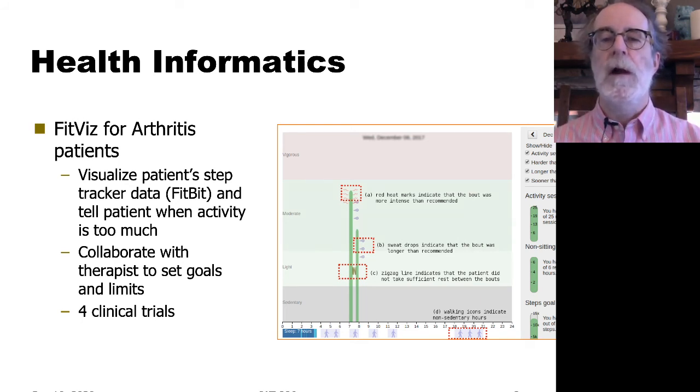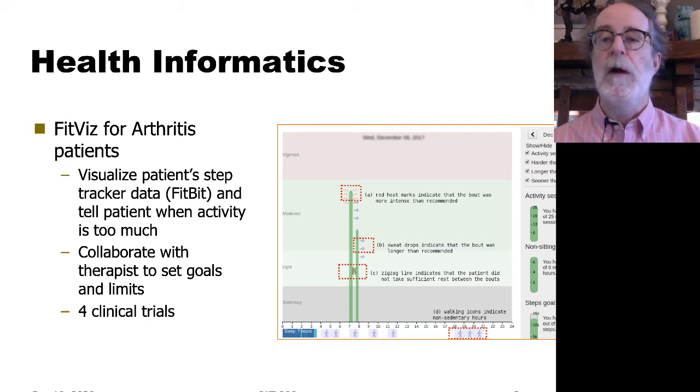You can see right at the top of the bar, those red radiating lines indicating it was too intense. There were sweat drops on both of those bars indicating that the walking period was too long. And in the lower area, there's a little spring-like image that's being drawn to indicate that the two bouts of activity were too close together.